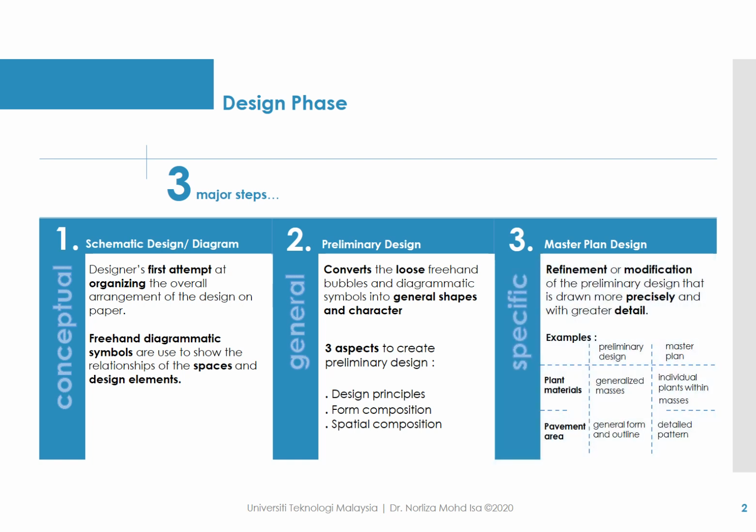A master plan design is a refinement or a modification of the preliminary design that is drawn more precisely and with greater detail. For example, in plant material, in preliminary design, you just need to draw the generalized masses, whereas in the master plan, you need to draw individual plants with masses. For pavement area, during the preliminary design, you just draw the general form and outline. And during the master plan, you need to detail out the pattern.